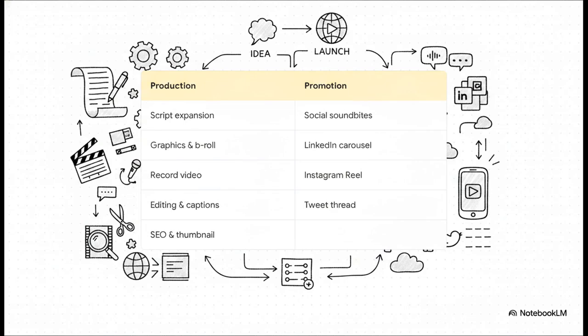And the planning doesn't stop at the script. The source gives us this massive dual checklist for production and promotion. On the production side, the creator writes a conversational script of about 2,300 words to hit that perfect 150 words per minute pace. Then it's creating graphics, B-roll, animations, recording the talking head, editing, color grading, adding captions, designing a thumbnail, and doing SEO. And at the exact same time on the promotion side, they're pulling 3 to 5 sound bites, building LinkedIn carousels, filming Instagram reels, and writing a Twitter thread. The sheer amount of foundational work required to launch one of these tech explainers is just staggering.